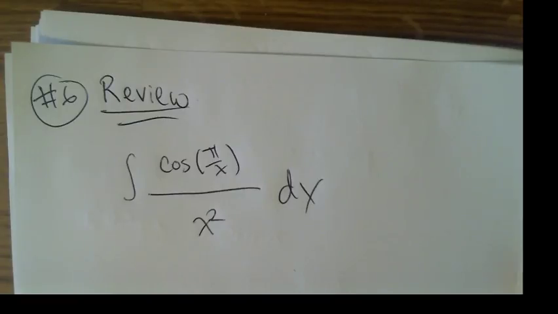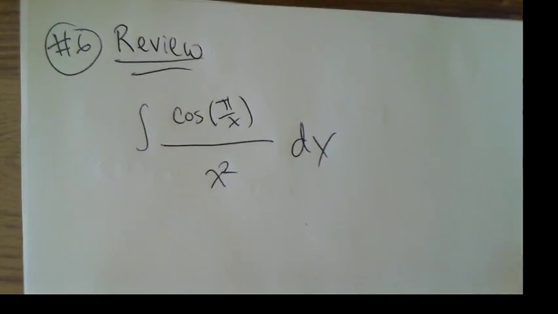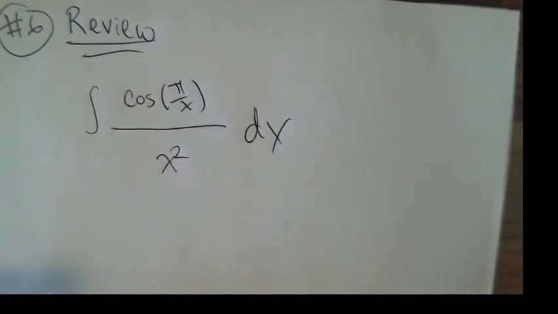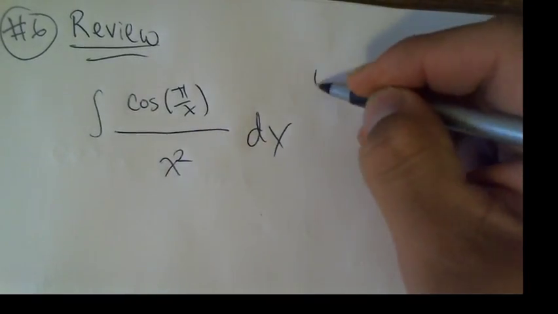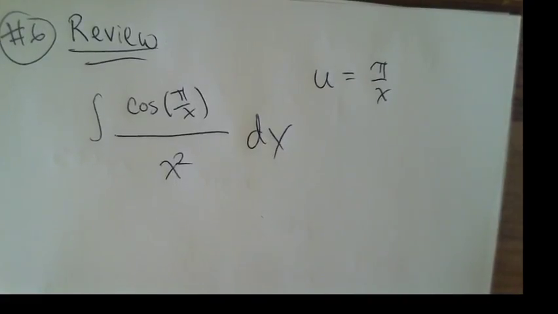We have the integral of cosine of pi over x squared. Okay, and then, so again, we have another composite function. Now, a good way to try something like this, just to get us started, is I'm going to let u equal pi over x.